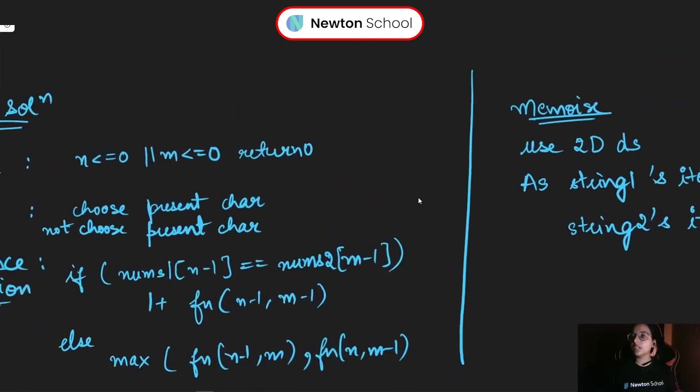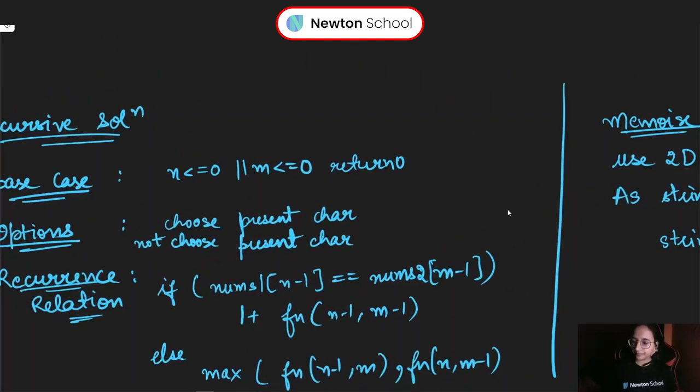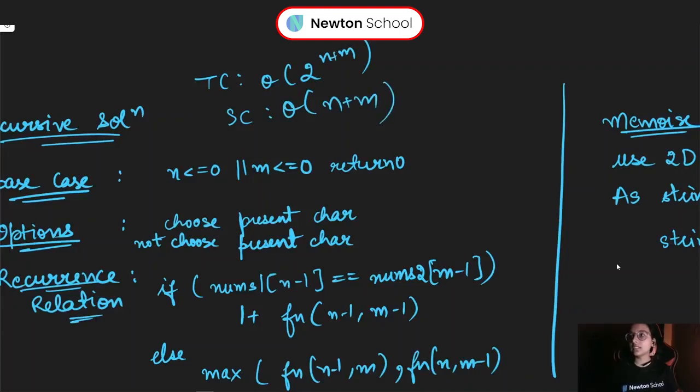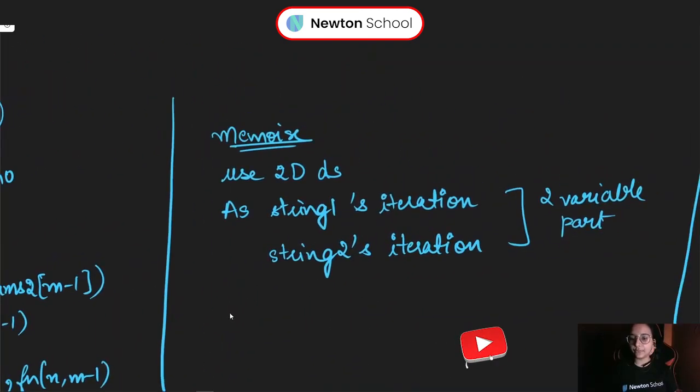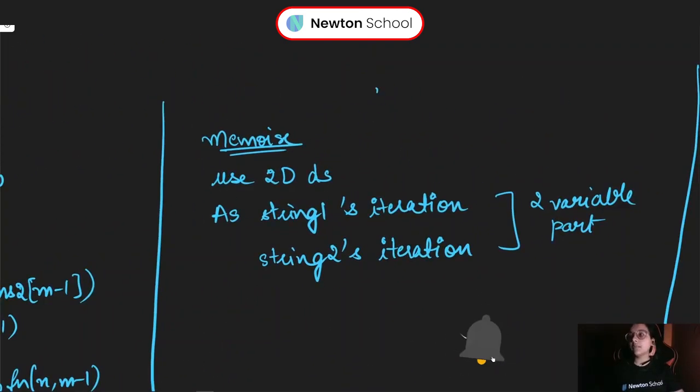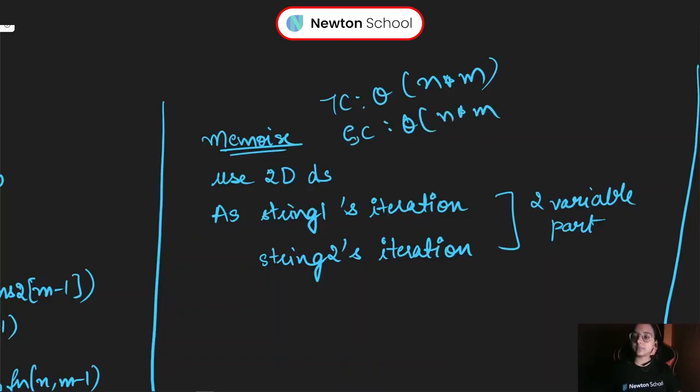And one more thing, the time complexity. The time complexity of the recursive solution is order of 2 raised to the power n for the first one, m for the second one, and the space complexity is basically order of n plus m. And for the memoized part it would be n into m, and the space complexity would also be n into m.